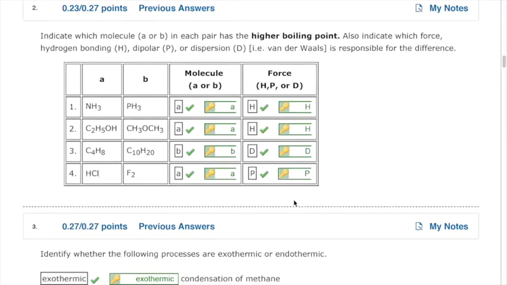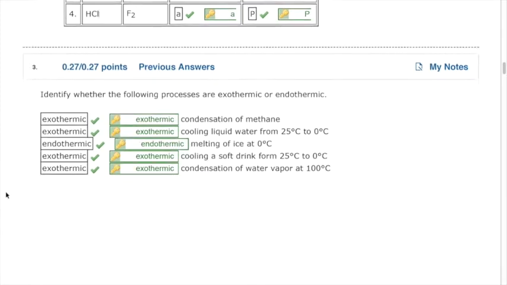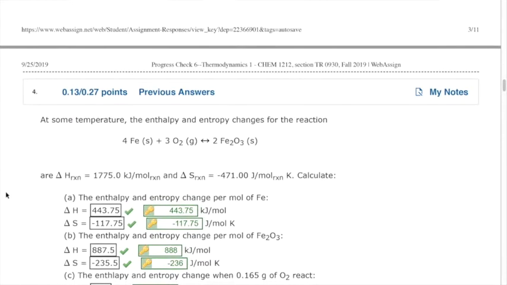So that's sort of a review on intermolecular forces. That's actually a whole section of a chapter, so that's a crash course. But that's that. On to number 4.